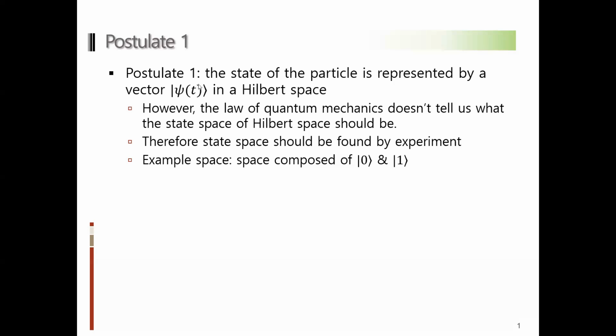So the first postulate was that the quantum state of a given particle is always represented by a vector in a Hilbert space. I will define the Hilbert space in more detail a little bit later. One of the embarrassing parts is that quantum mechanics requires this postulate, but the law of quantum mechanics doesn't tell us exactly what the Hilbert space should be, or what the Hamiltonian should look like. So those parts should actually be found by experiment.